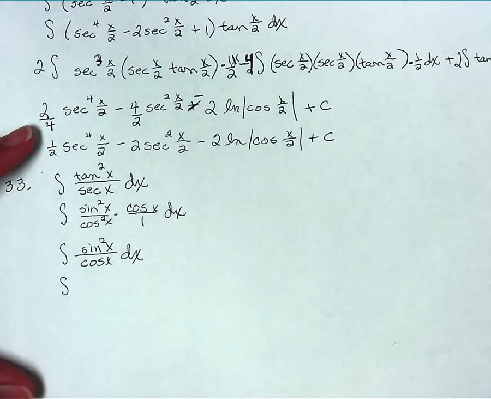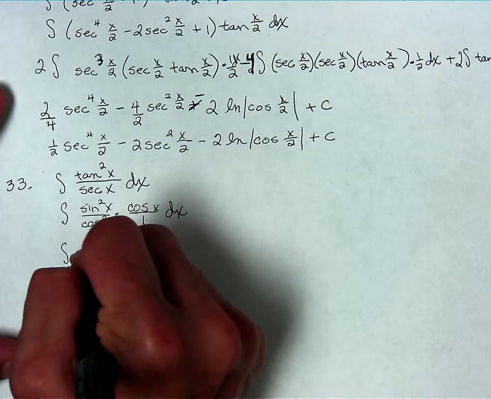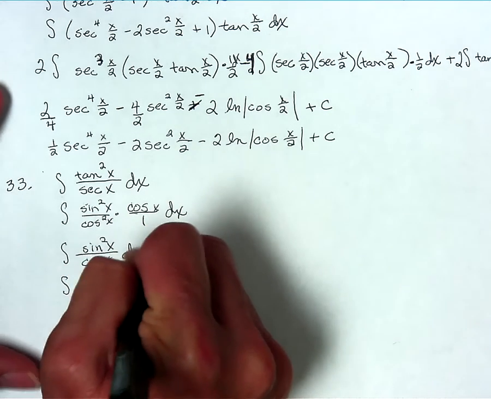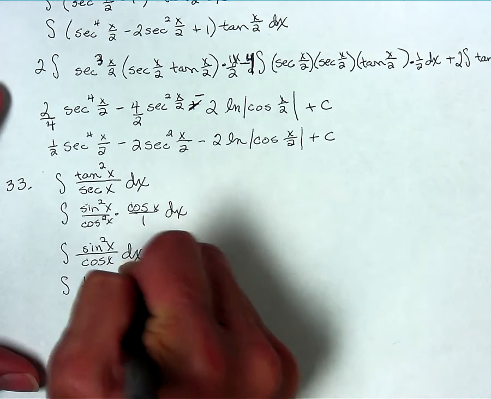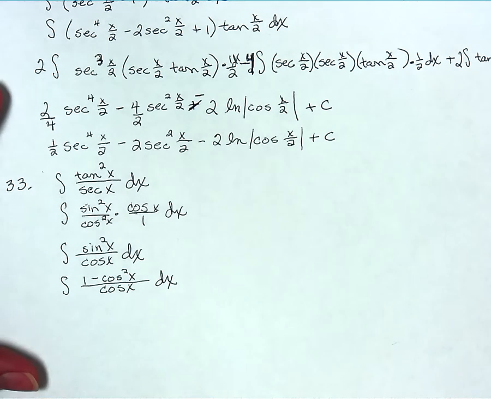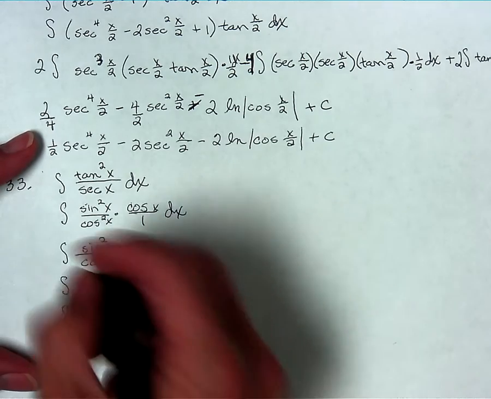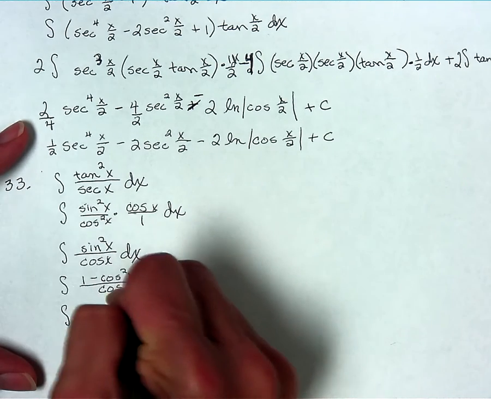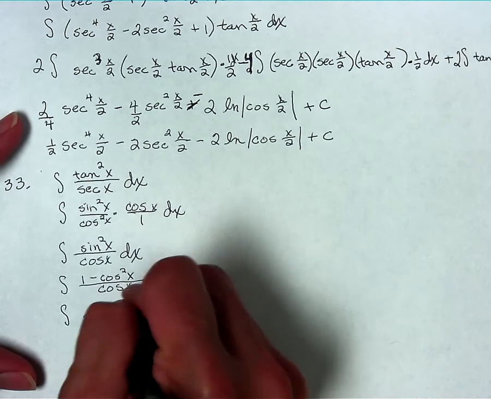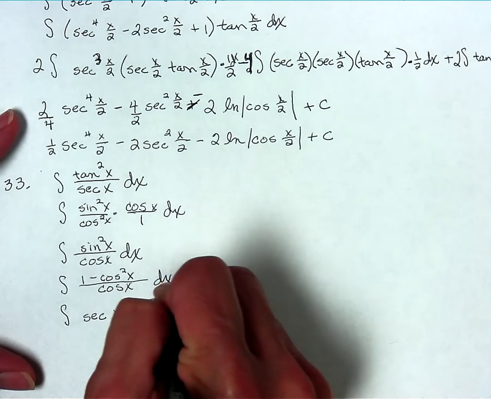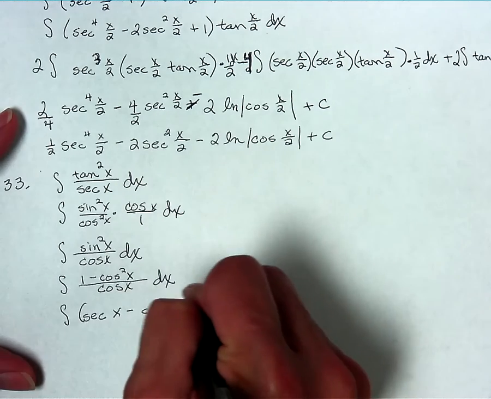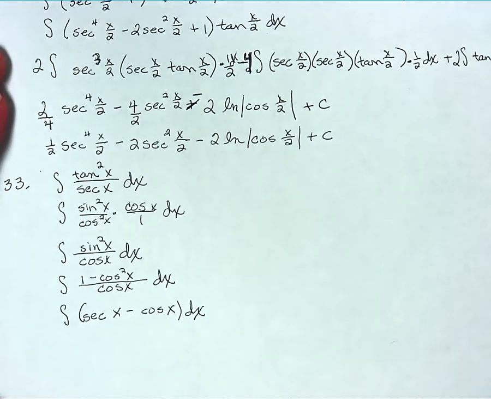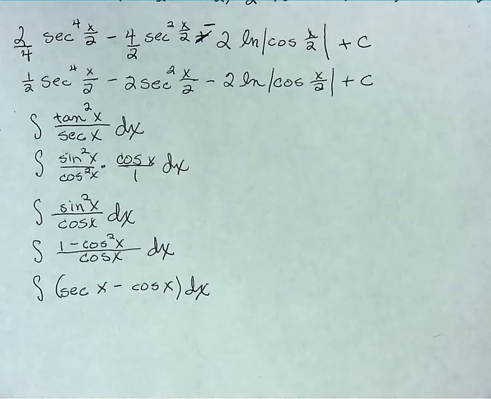Cheryl. Sine squared is 1 minus cosine squared. And then if you break it into 2 fractions, that is 1 over cosine, which is secant, and cosine squared over cosine is just cosine. So far? And what's the antiderivative of secant x?